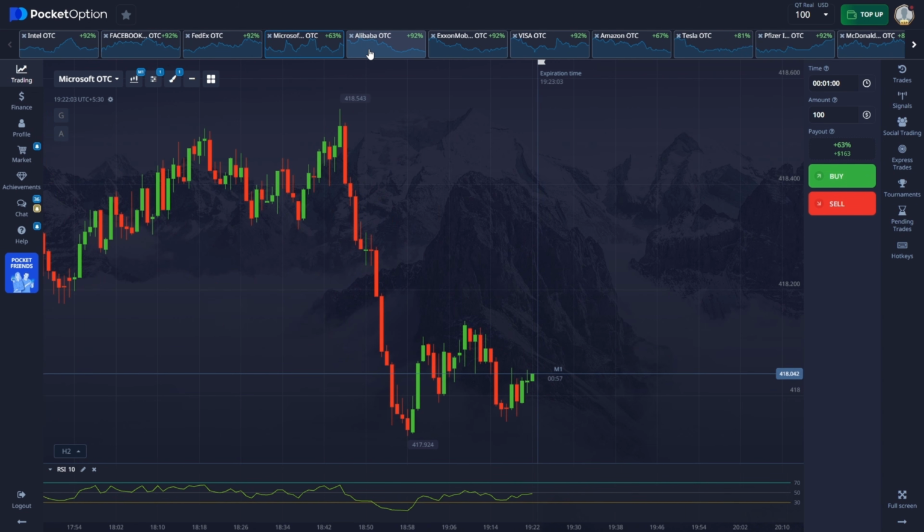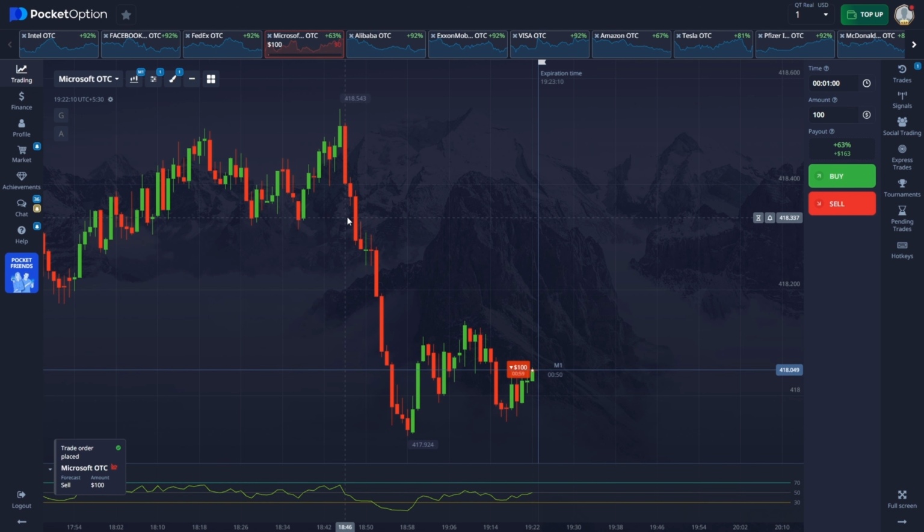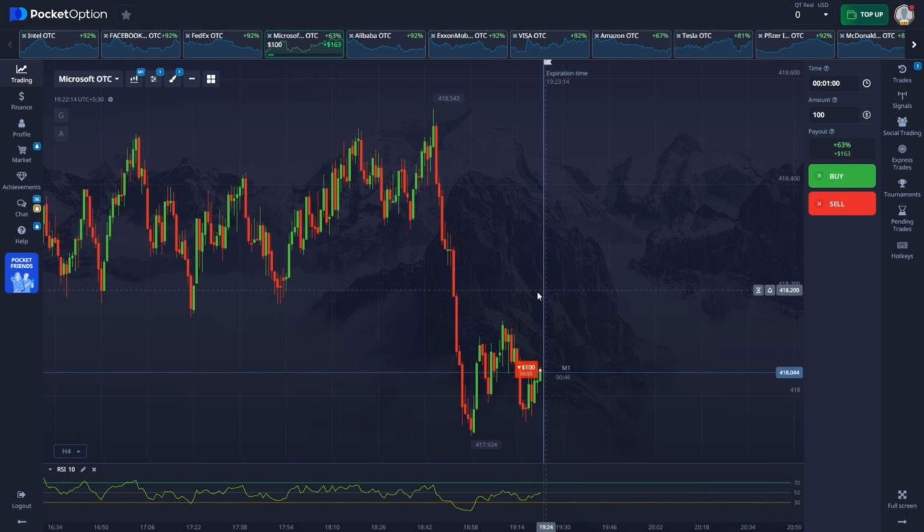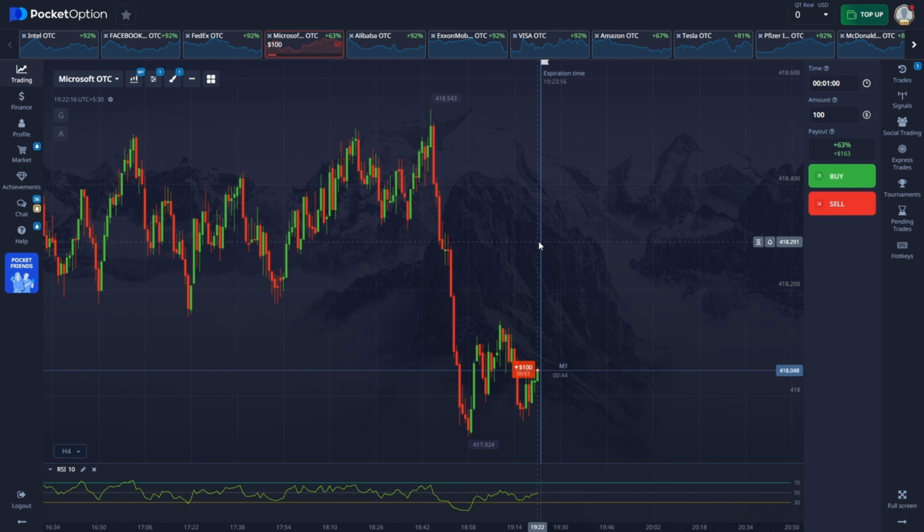I got my first trade on Microsoft OTC for the downside move. And I placed a trade for the downside move on Microsoft OTC worth $100. As you can see, the candle closed at the RSI level 50. So that's why I took this trade for the downside move.